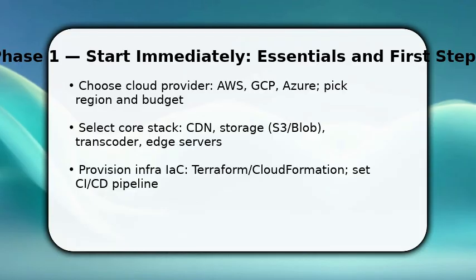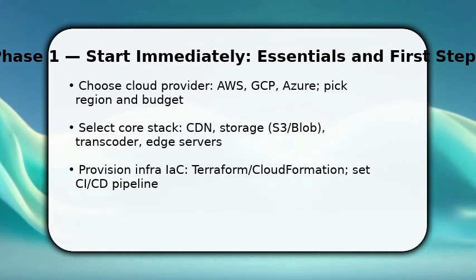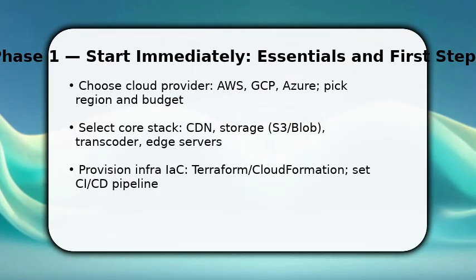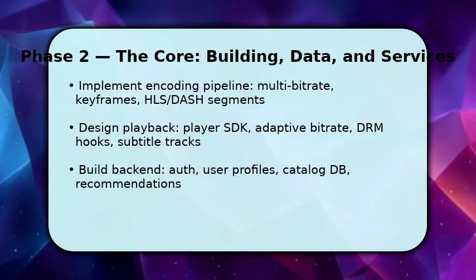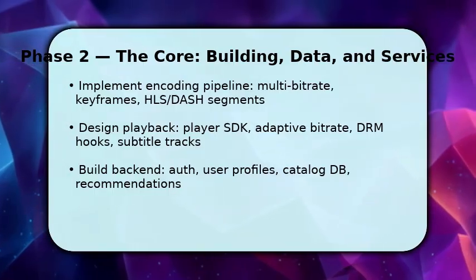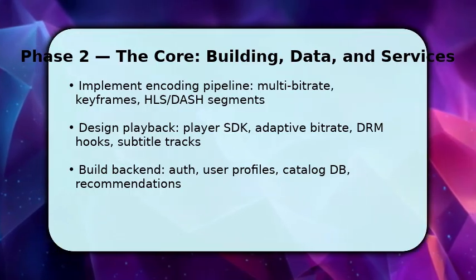You push a minimal app build through CI/CD, verify domain and SSL, and confirm a cached asset serves correctly via CDN edge nodes. Once the origin and CDN are live, you implement the encoding pipeline, generate multi-bitrate renditions, segment for HLS and Dash, and store manifests.